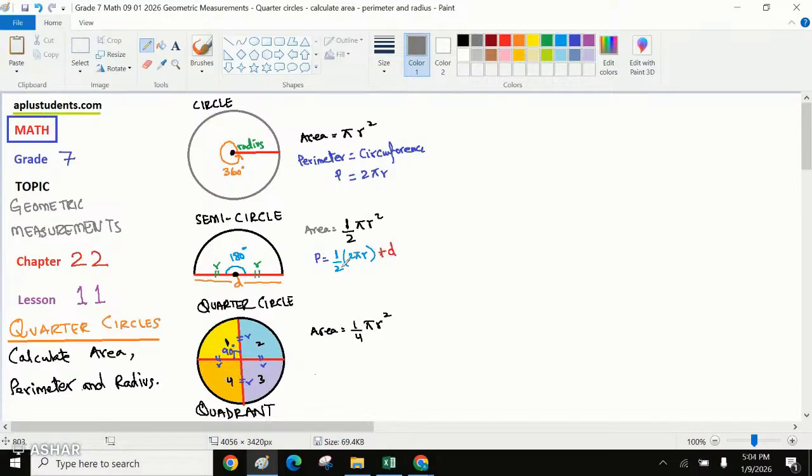So 2 and 2 can be cancelled, which means the perimeter of a semicircle comes out to be pi r plus diameter, and this diameter can also be replaced by, since we know diameter is twice of radius, twice of radius as well.